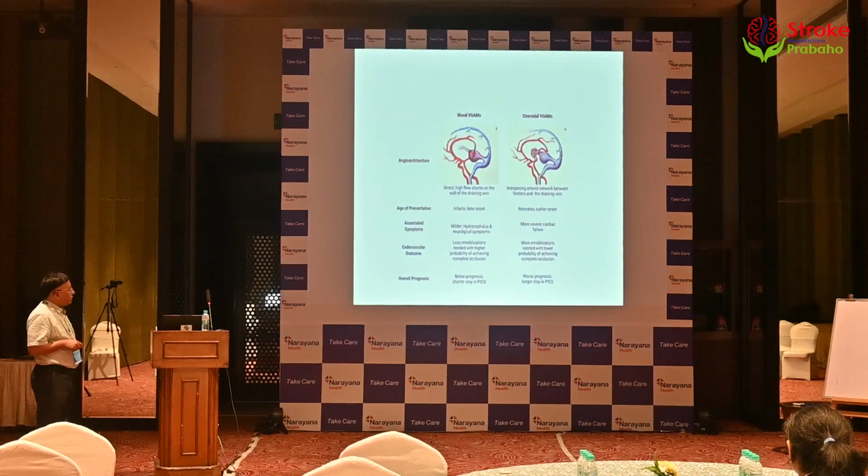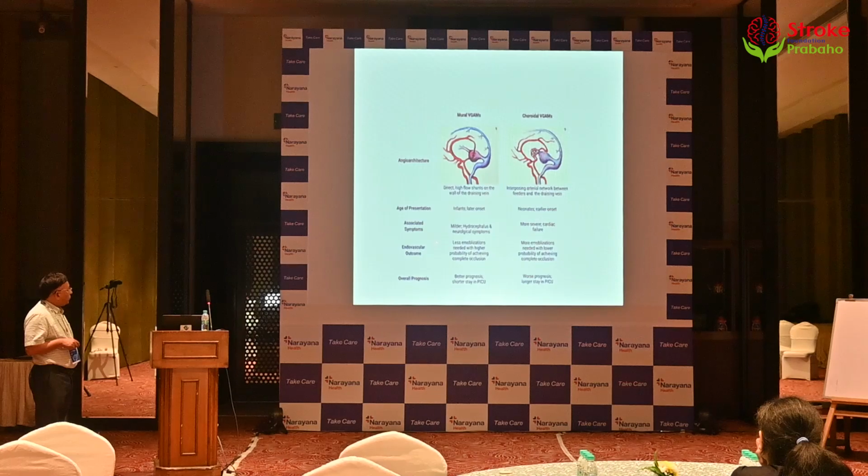The age of presentation of mural is usually in infancy or later onset. The choroidal is usually in the neonate or early onset. The associated symptoms of the mural are milder, they develop hydrocephalus and some neurological symptoms. But in the choroidal, the symptoms are more, and usually they present with cardiac failure. For endovascular outcome, in mural, less embolization setting is needed, and there is a high probability of achieving complete occlusion. In the choroidal, more embolization settings are needed, and there is a lower probability of achieving complete occlusion. So overall prognosis is better with the mural type and worse with the choroidal type.